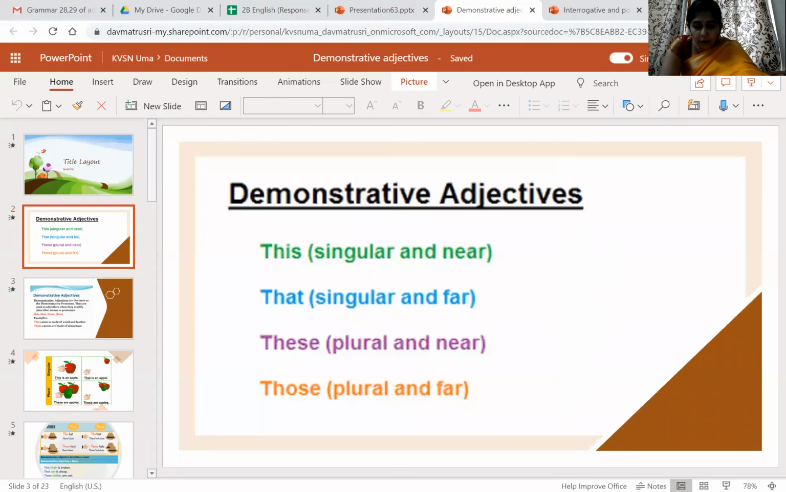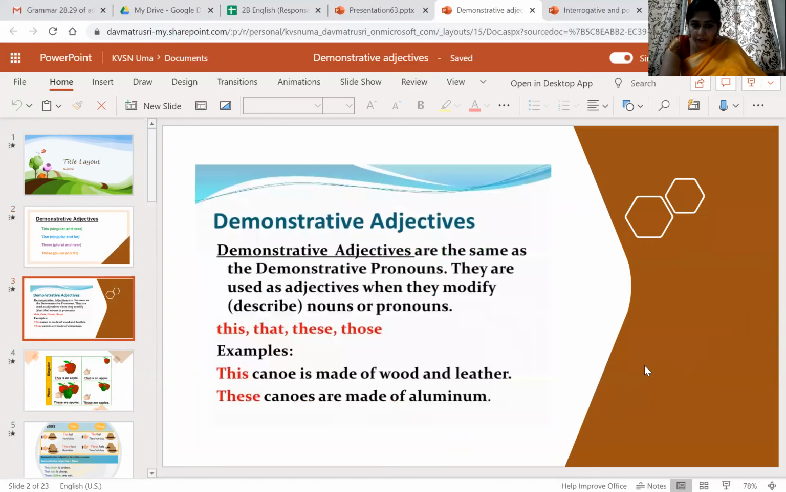As I told you, demonstrative adjectives are this, that, these, those. This means singular and near. This pen is writing. That means singular and far. That boy is standing, where we cannot see the boy near to us, then we point out that boy is standing. These mangoes are sweet. Those stars are shining. So in that way we use this to point out the object or the people. So they are called as demonstrative adjectives, children.